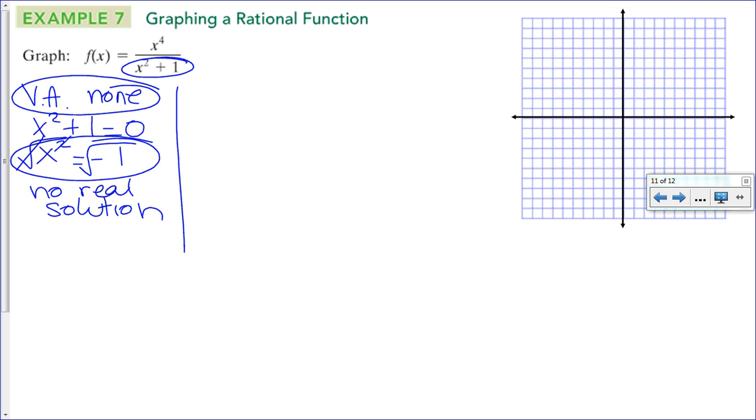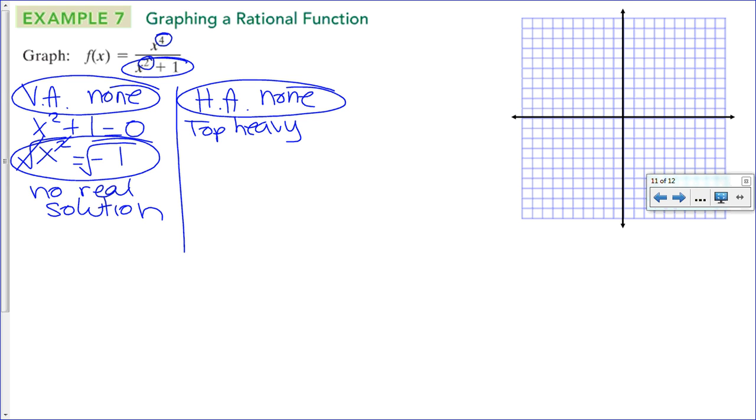Now let's see if we can find a horizontal asymptote. The degree of the numerator is 4, the degree of the denominator is 2, so we could say here that the function is top-heavy. And top-heavy functions have no horizontal asymptotes. So far we do not have those. So what I'm going to do is find the x and the y-intercepts.